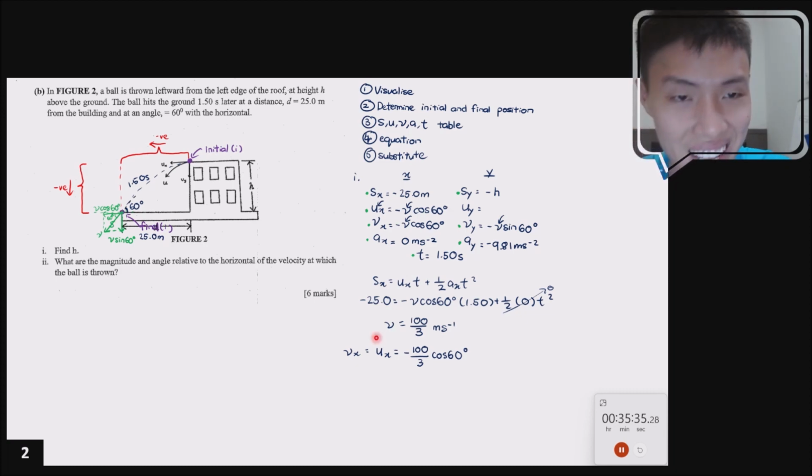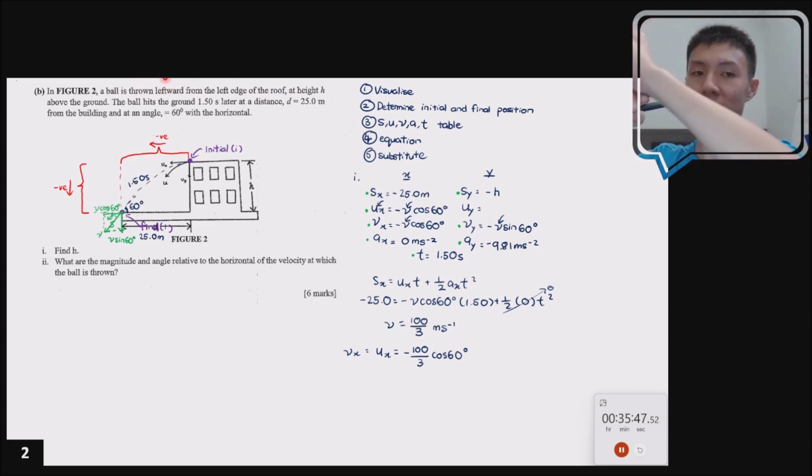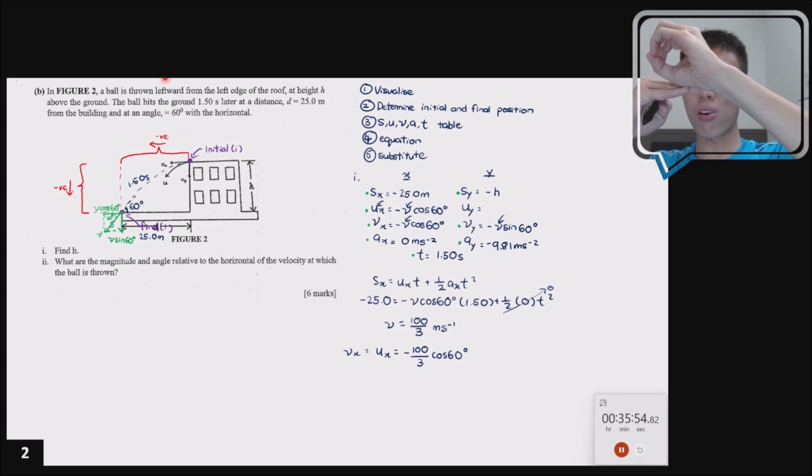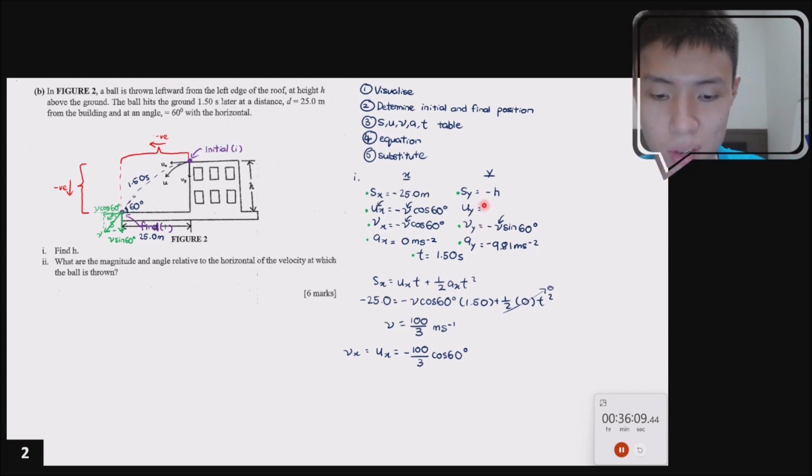What am I doing? Okay, you read the question carefully. It says that a ball is thrown leftward from the left edge of the roof. Leftward means the ball will leave the roof in the left direction. So that would mean your ball will be a horizontal projectile. It means it's leaving like this. It is not leaving at an angle, it's not leaving downward like this, it's leaving out horizontally, then after that falls. So in that case, your uy should be equal to 0.